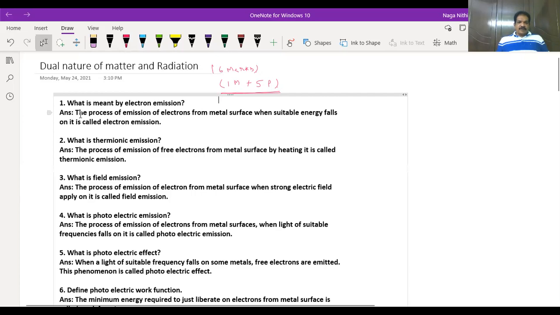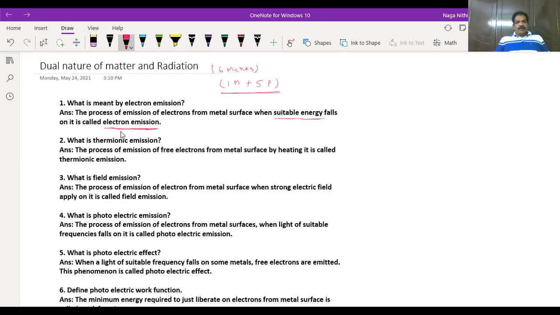See the first question. What is meant by electron emission? The process of emission of electrons from a metal surface when suitable energy falls on it. There is a metal surface. When suitable energy falls on that metal surface, electrons will come out from it. That phenomenon is called electron emission.